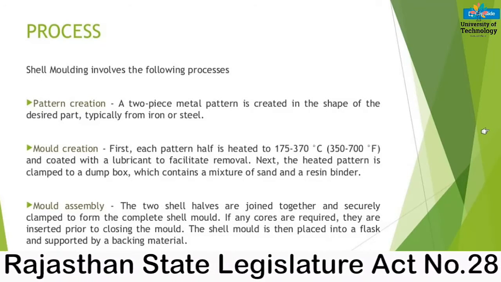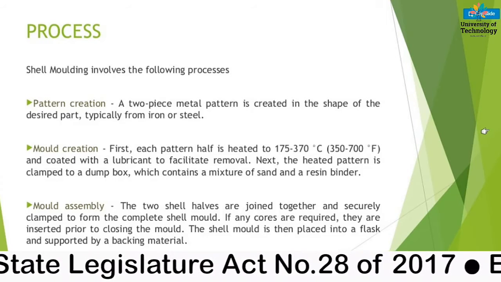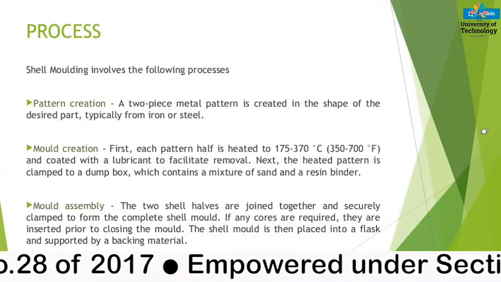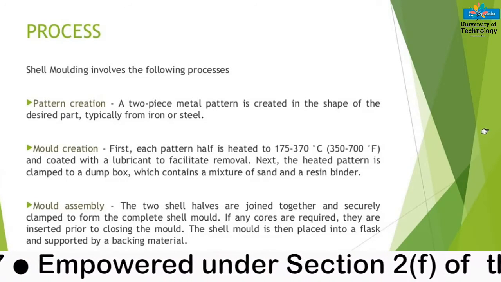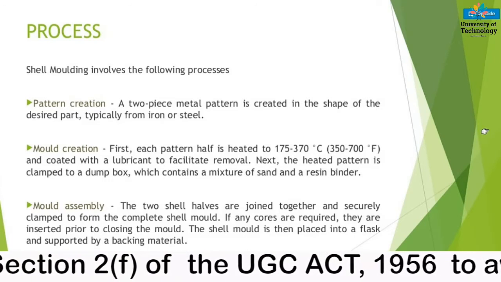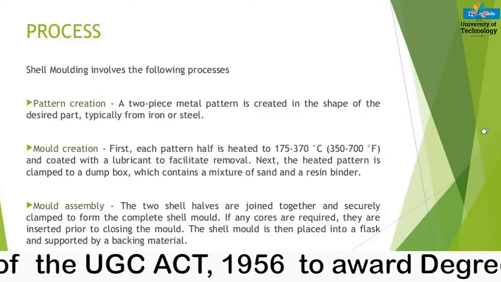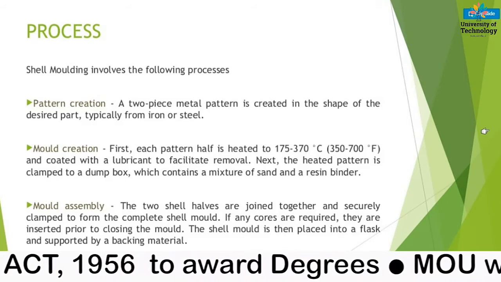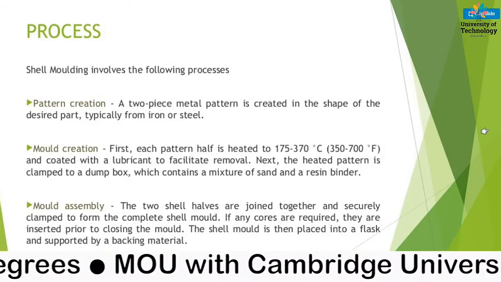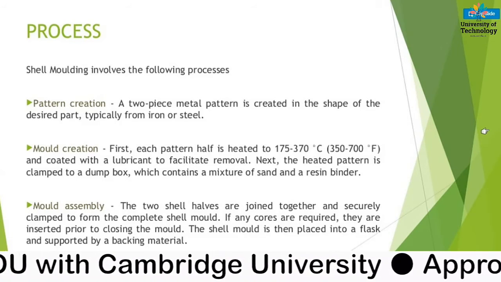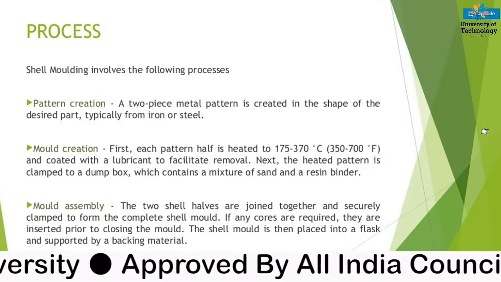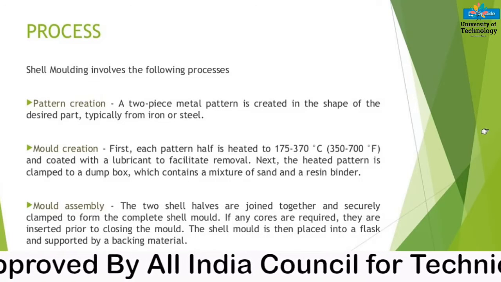First, each pattern half is heated to 175 to 370 degrees centigrade and coated with a lubricant to facilitate removal. Next, the heated pattern is clamped to a dump box which contains a mixture of sand and resin binder. In step three, mold assembly. The two shell halves are joined together and securely clamped to form the complete shell mold.